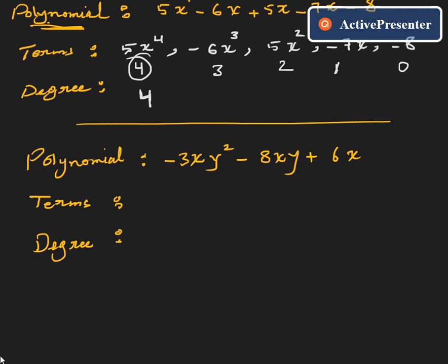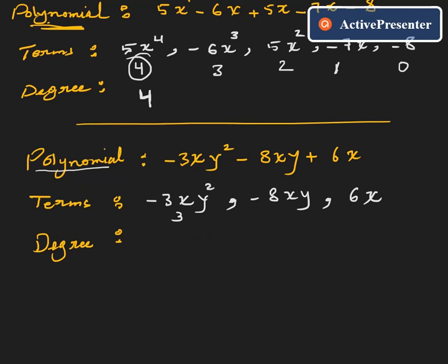Let's take another example. The polynomial minus 3xy squared minus 8xy plus 6. What are the terms? This is the first term, this is the second term, and this is the third term. Now, what is the degree of the polynomial? We know it is the greatest of the degrees of the terms. So, what is the degree of this term? We know it is 3, because 1 plus 2 is 3.